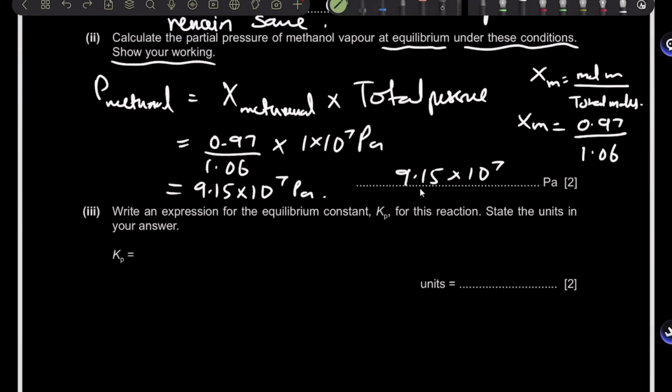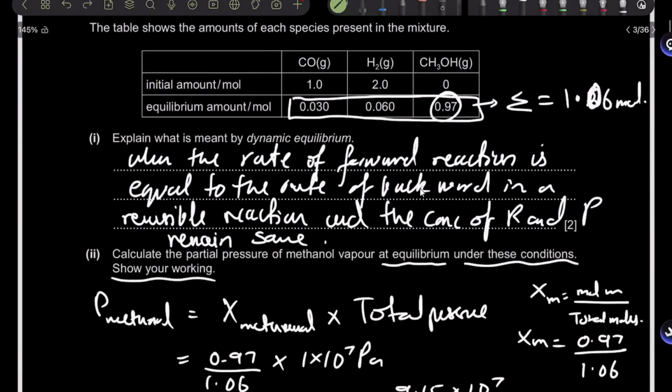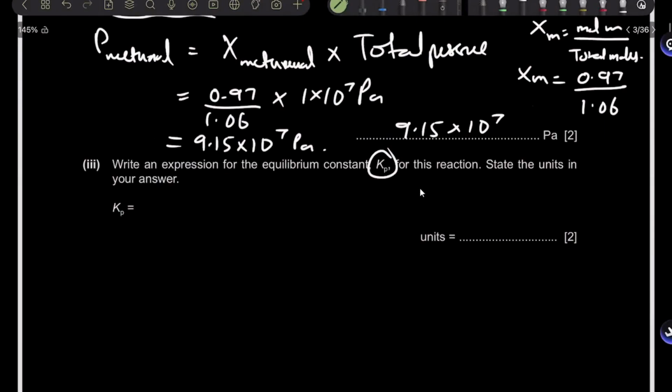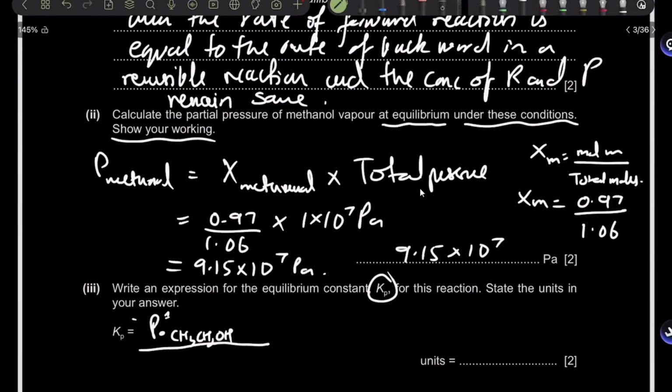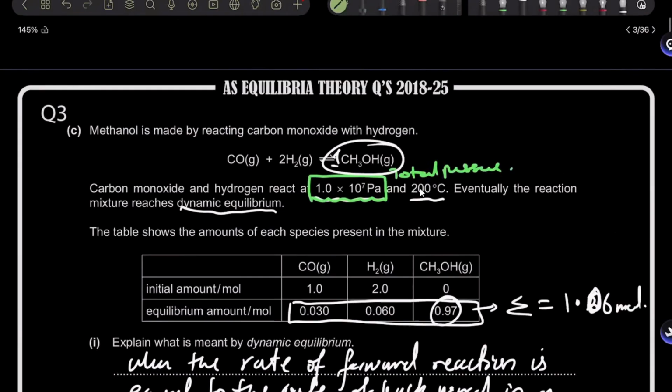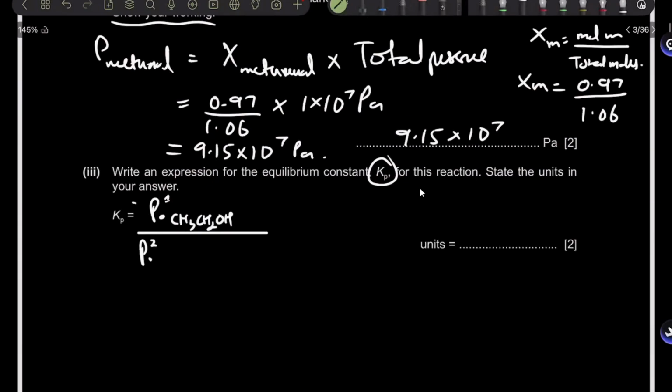In the Kp expression, Kp is only for gases. We only mention the partial pressure. So it is right hand side over left hand side, but the partial pressure of the species on the right hand side of the equation, that is methanol. So partial pressure of CH3OH to the power 1, since it is 1 mole over here, divided by the partial pressure of H2 and carbon monoxide, but the partial pressure would have a square for H2. So partial pressure squared for H2, multiplied by the partial pressure of carbon monoxide gas. Very clear. This would be the expression.